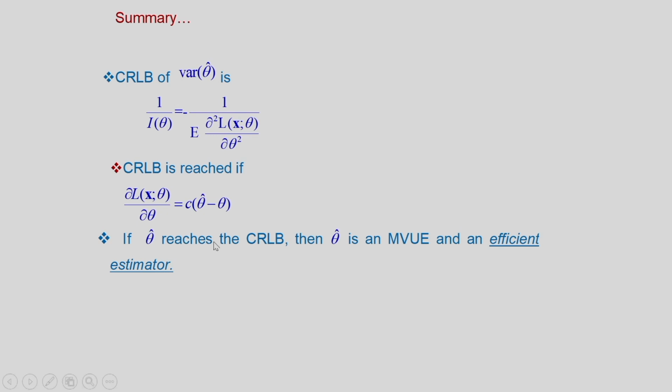If theta hat reaches the CRLB, then theta hat is an MVUE. So that is very important. Our search was for an MVUE, and if theta hat reaches the Cramer-Rao lower bound, then it is an MVUE, and therefore it will be an efficient estimator.